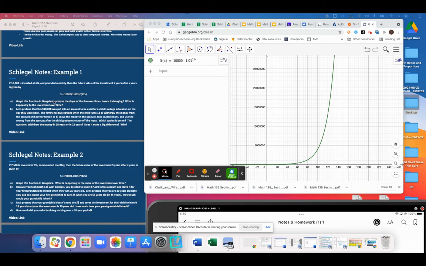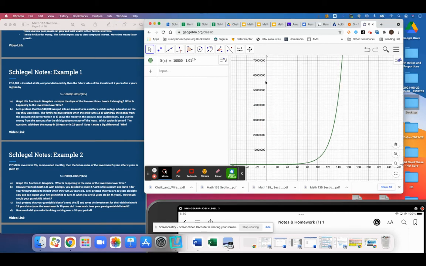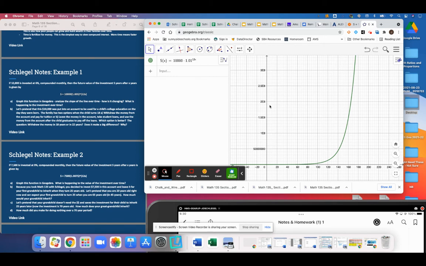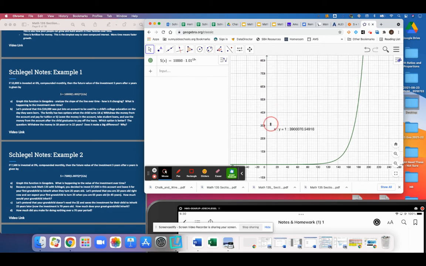And so that's the discussion for number one, everyone. What is the graph doing and what is happening to the value of this investment? You can see that the longer it is invested, the faster it is growing. And so let's play this out even a little bit further, out to 200 years. Notice how far I have to go up this graph to get over to 200.